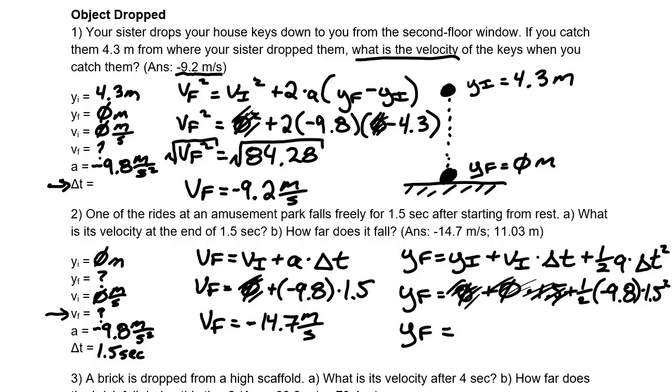Tossing this in the calculator, we get our answer of 11.03 meters, and we should be including the negative here, being that that's how much it drops. So I should really include that as well. That's how far this object drops. Thinking about this once again, we have an amusement park ride that's freely falling for 1.5 seconds. How far does it fall? It falls 11.3 meters.